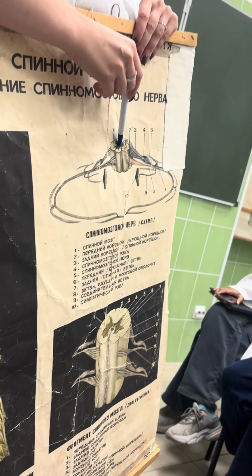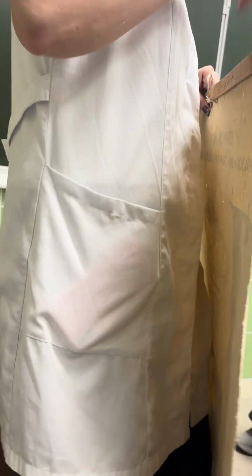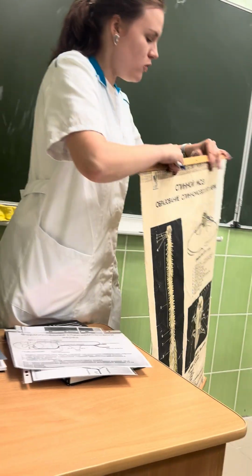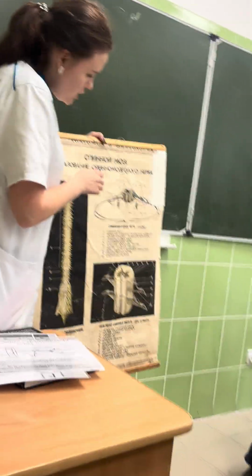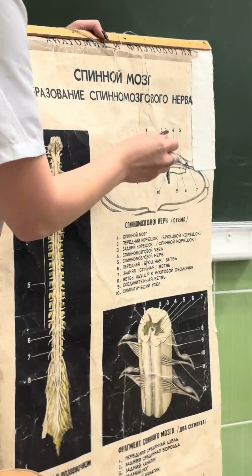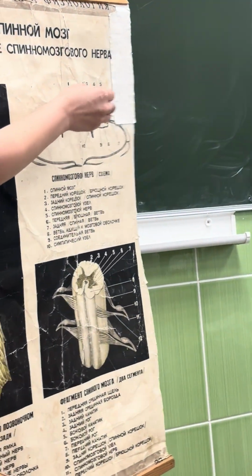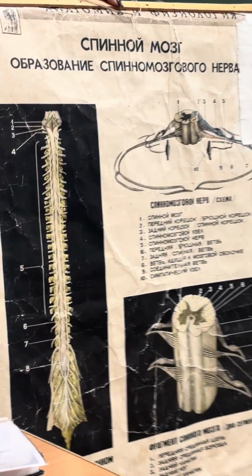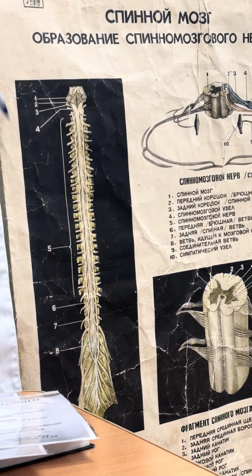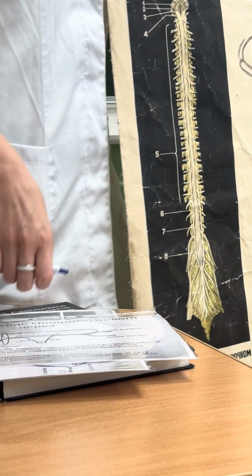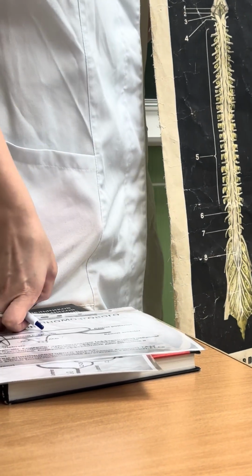There are three types of cornu: anterior, posterior, and lateral. But the lateral one exists only from C8 to L3. Each spinal nerve has two types of radix: radix anterior and radix posterior. Who can tell me: radix posterior, is it motor or sensitive? Sensitive. Radix posterior is always sensitive.